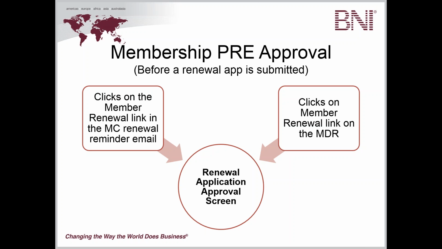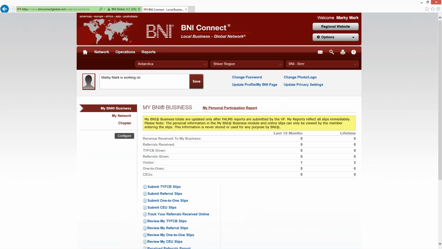Now, if you don't get that, or you lose that email, or you deleted it, it went to spam, whatever it might be, you can also do the pre-approvals through the membership dues report. That's what MDR stands for, the membership dues report. So let's take a look at that process for the leadership team.